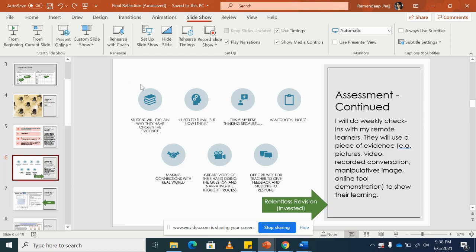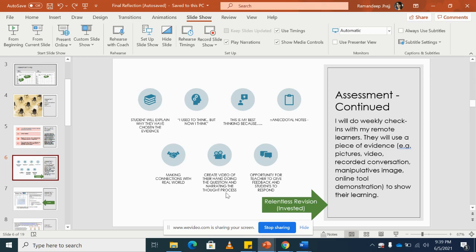When they make a portfolio, students will explain why they have chosen the evidence. So they will choose evidence such as, I used to think this, but now I think this. So they will show their improvement, and they will also include things like, this is my best thinking because. They will include notes about their work and making connections with the real world. If they're solving any math problem in their portfolio, they will show an example of how the stuff they're learning in class relates to the real world.